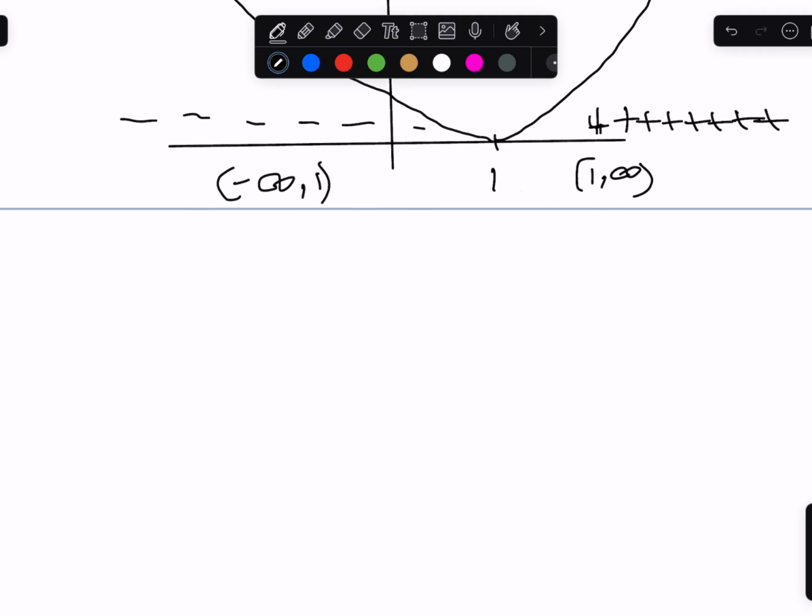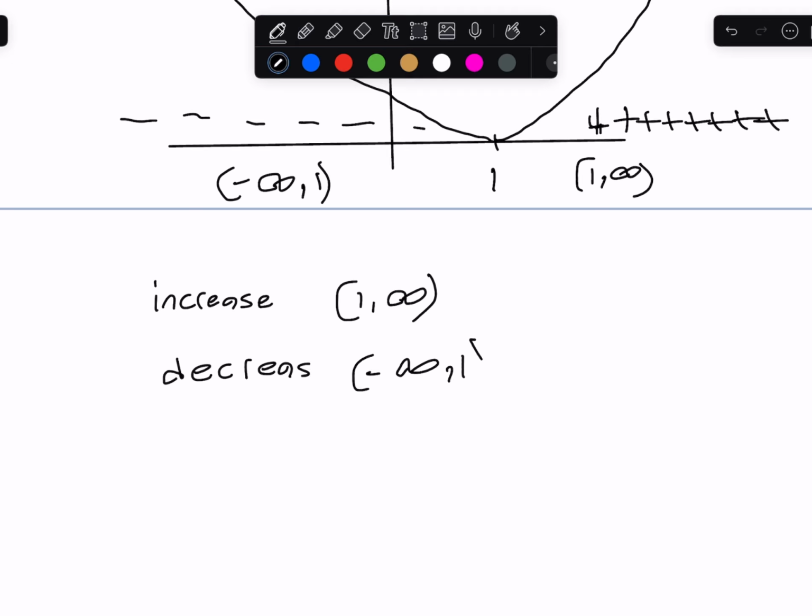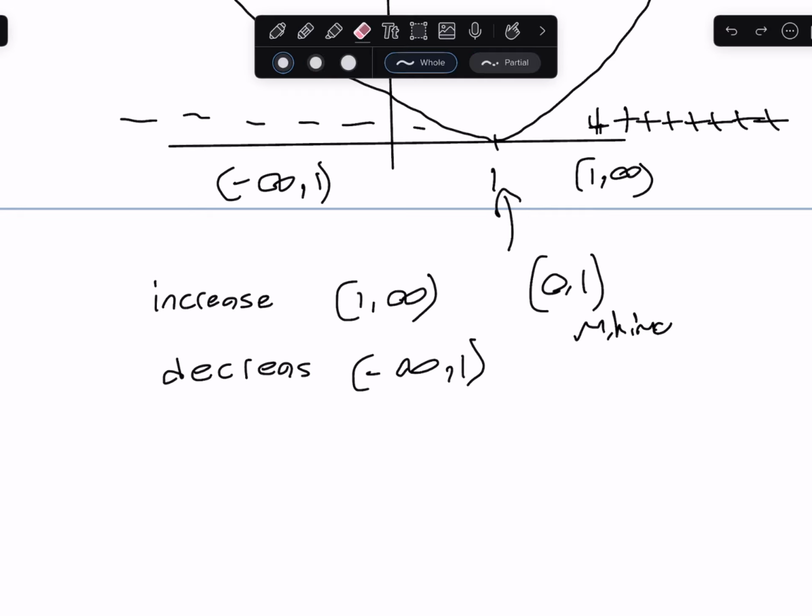So the two open intervals that represent the increasing and decreasing in this equation will be increase 1 comma infinity and decrease negative infinity comma 1, with the point 1 right here, or more specifically 0 comma 1, representing the minimum. I'm sorry, not 0 comma 1. 1 comma 0 is representing the minimum point of this equation.